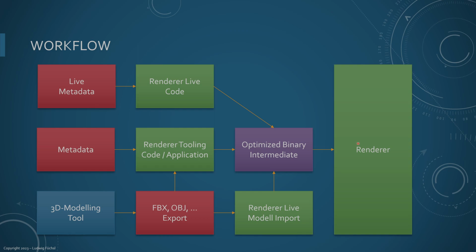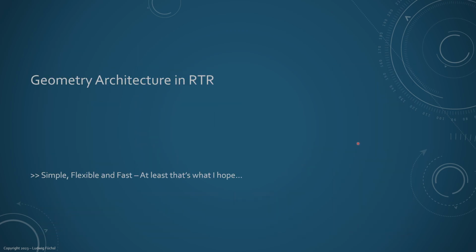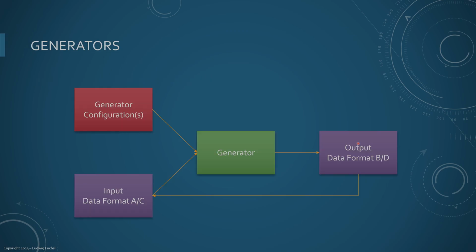Now we need to define some architecture out of that. So how am I going to do that architecture? Simple, flexible, and fast. That's the whole point. It should be simple to understand, flexible for handling multiple data, and it should also be fast. That's what I hope we're going to get to. I haven't written the actual code, so I can't promise it's going to be there, but we're going to write it as best as we can.